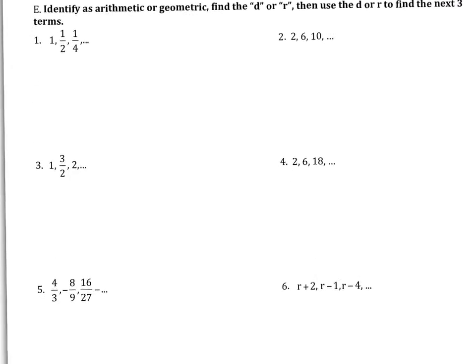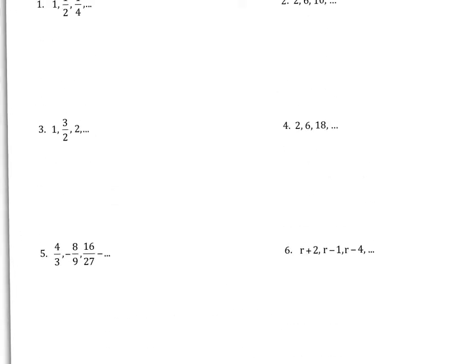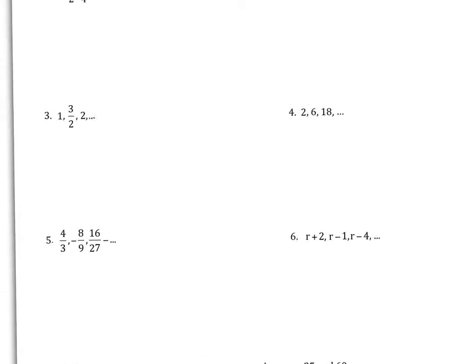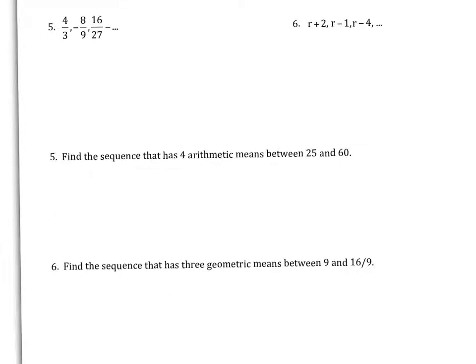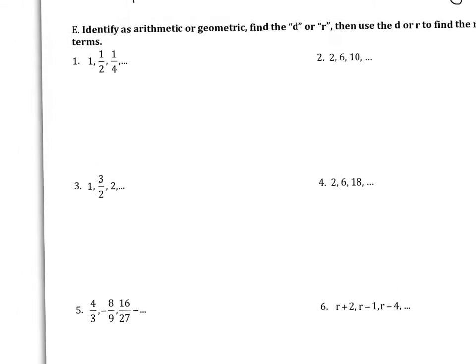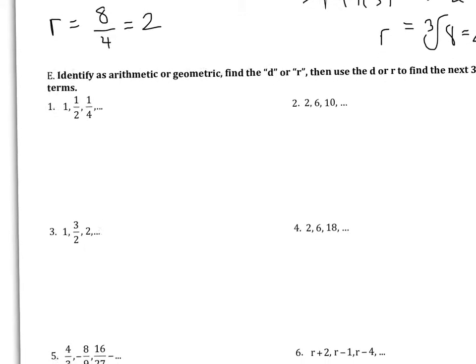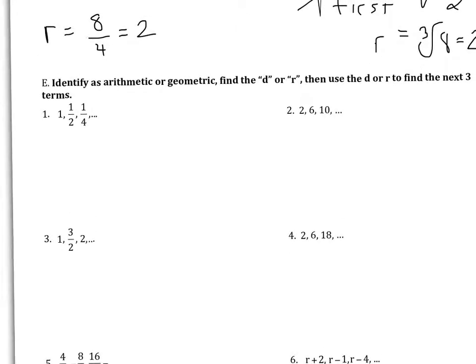Okay, so E has some examples. So we got 6 problems of examples, and then we have, that's weird, number 5 and 6 come after 5 and 6. Okay, whatever. All right, so identify as arithmetic or geometric and find the D or the R.